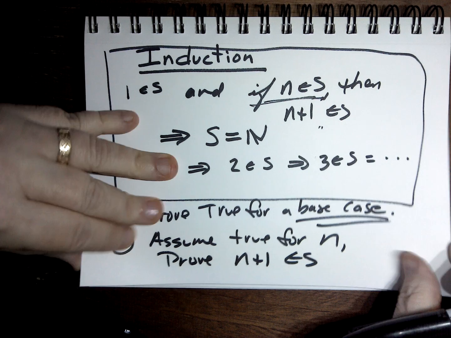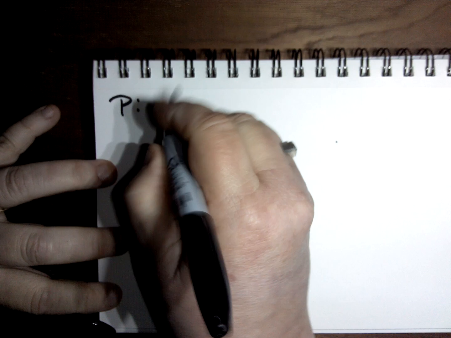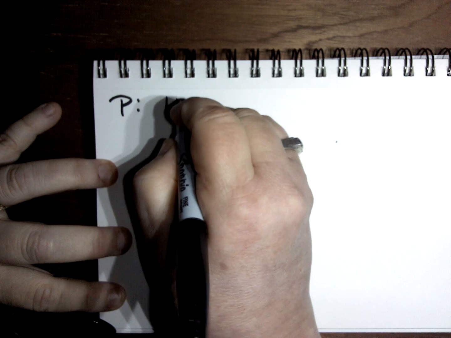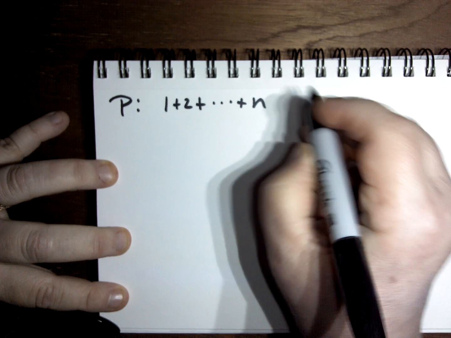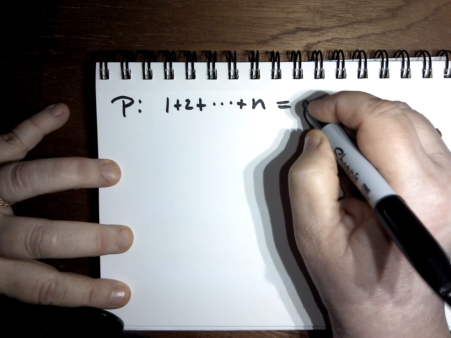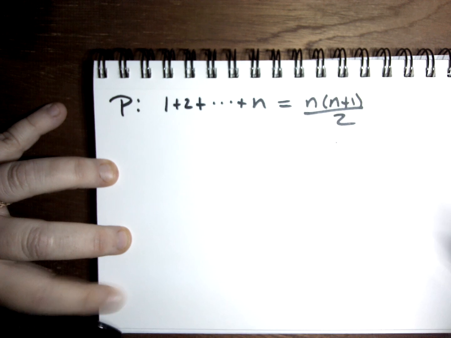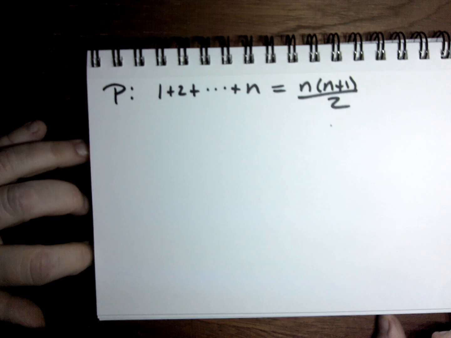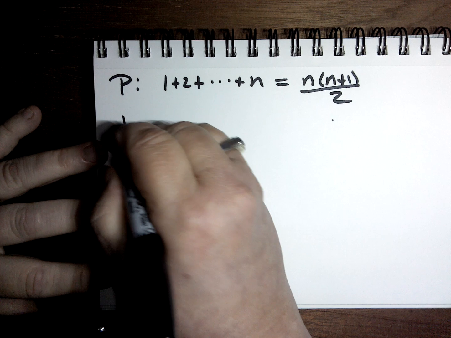So let me do an example. Prove: 1 plus 2 plus yada yada yada plus n. If you add up the first n integers, you will get n times n plus 1 over 2. This is a formula we kind of thought about in class at some point. But now I'm going to prove it.